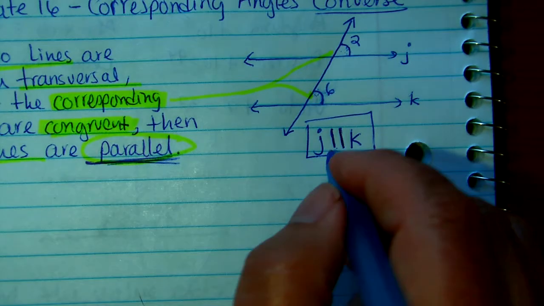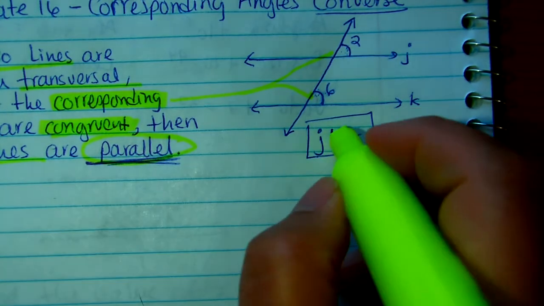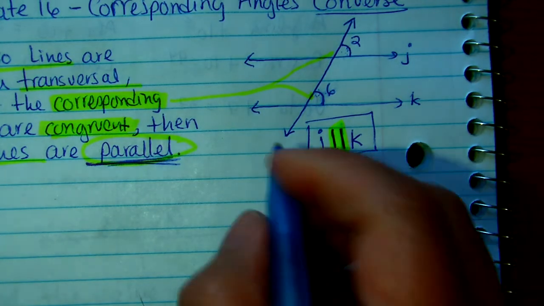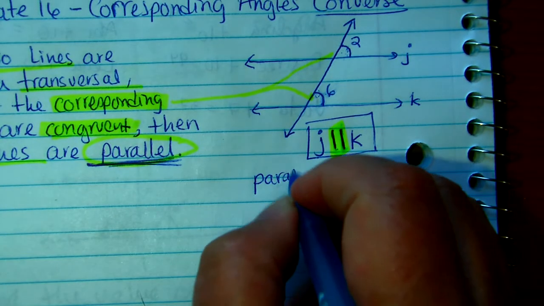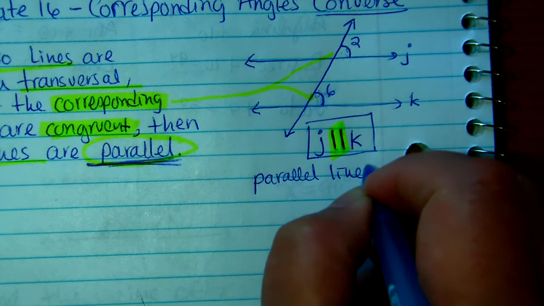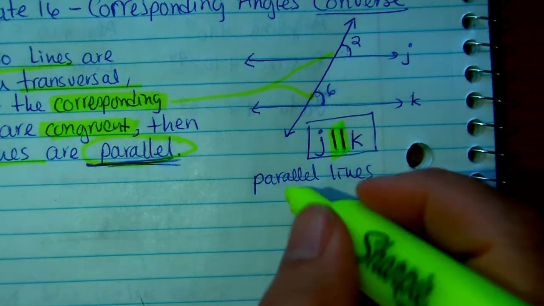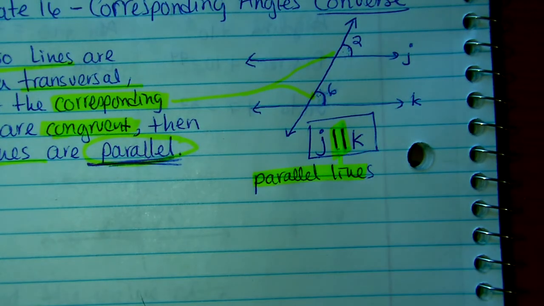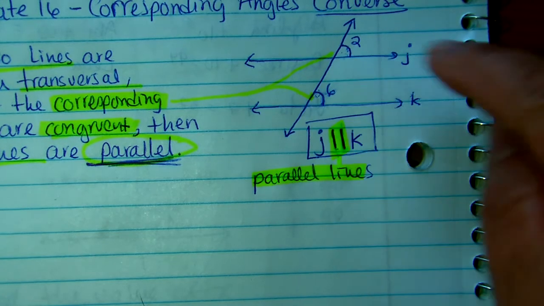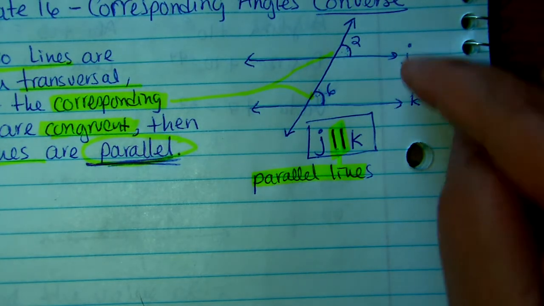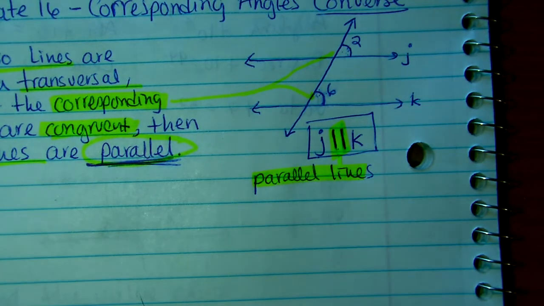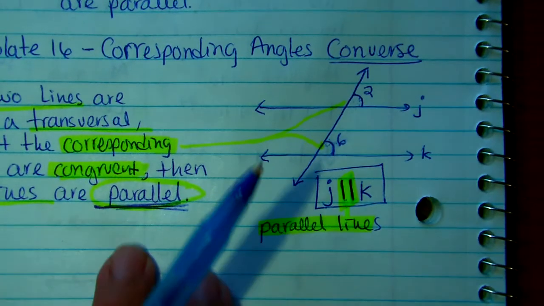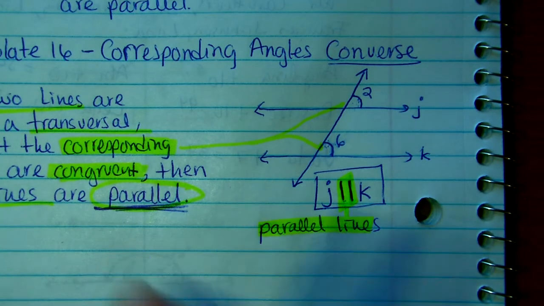Okay, remember this little symbol right here, it represents parallel lines. Because these two were congruent, now you can conclude that J and K are parallel lines. Okay, that's Postulate 16. All right, with this postulate, we're going to do the first example.